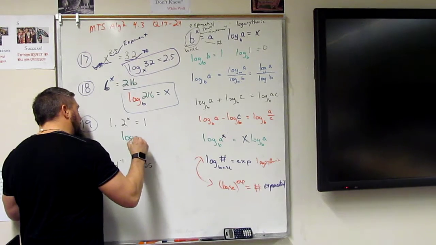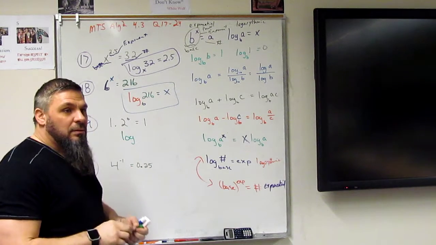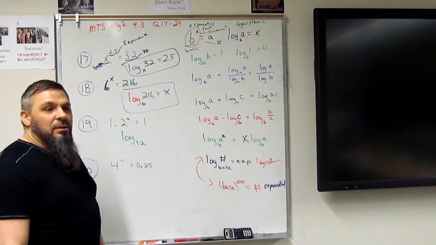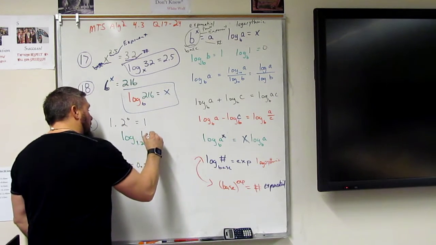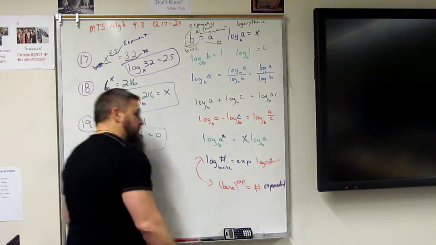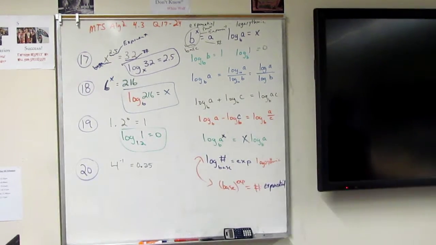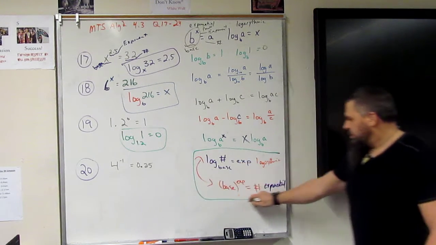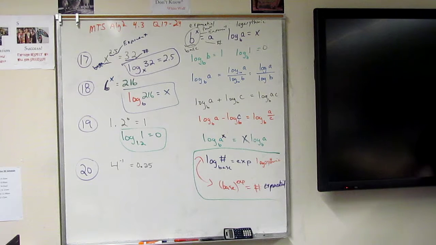Log. What's the base? 1.2. What's the number? 1. And what's the exponent? 0. It's easy. As long as we get this down, this part of the logarithm is just pretty simple.